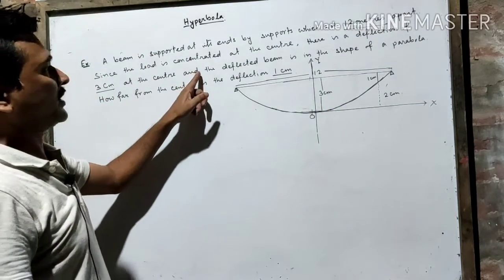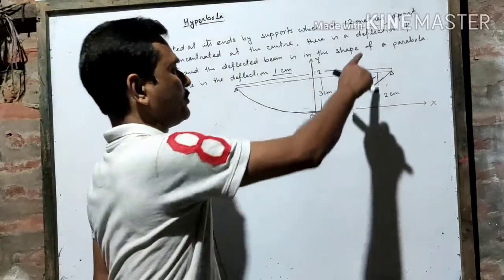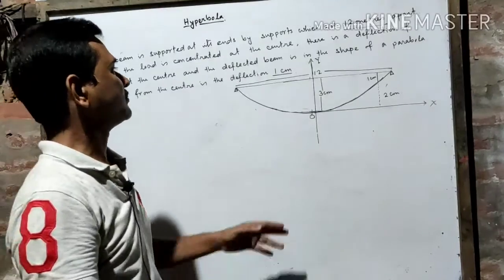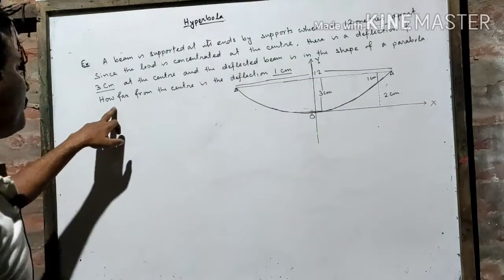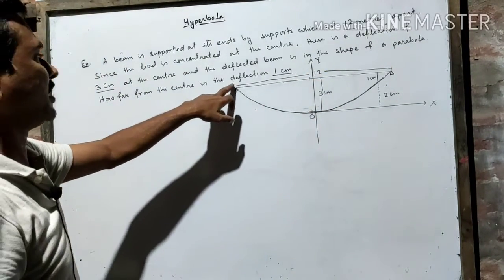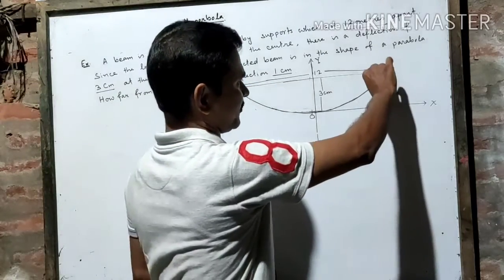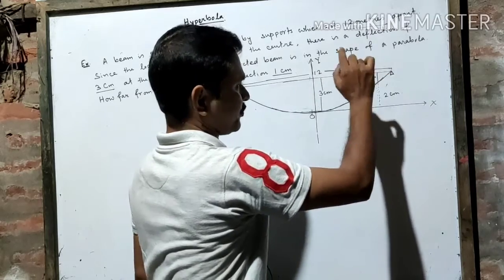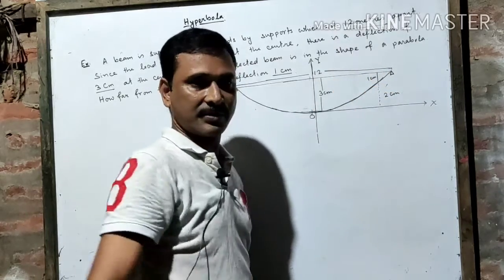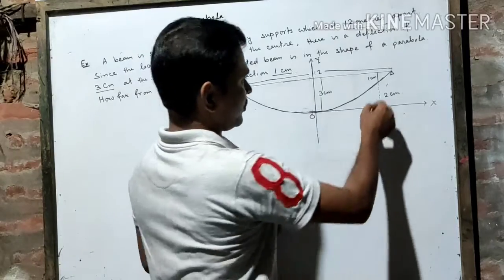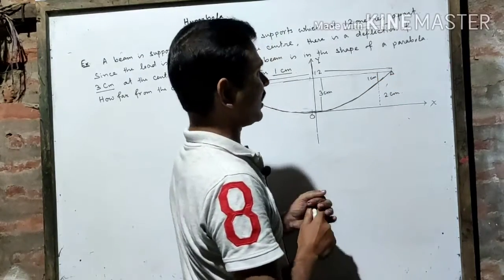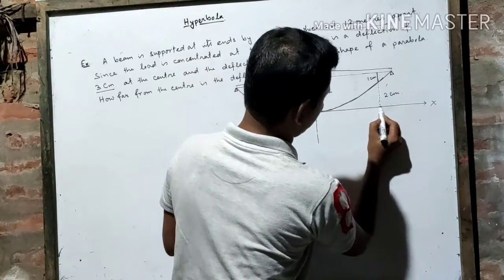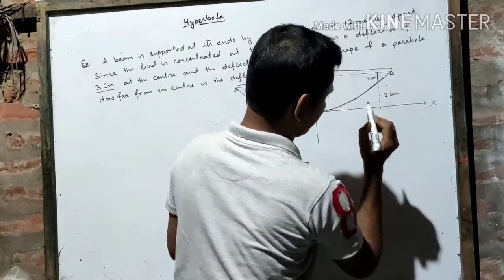The deflected beam is in the shape of a parabola. How far from the center is the deflection 1 centimeter? At some point the deflection is 1 centimeter, and you are to find the distance of this point from the center. So at this point the deflection is 1 centimeter, and you are to find its distance from the center, that means this length.